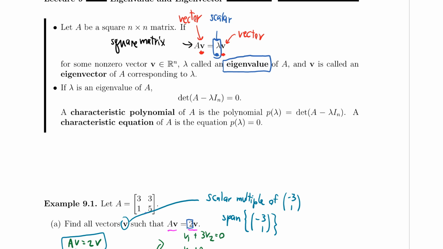The way we pronounce EI is kind of like the way we pronounce the word Einstein. And then the vector V that we see here, this is going to be called the eigenvector of the matrix A corresponding to the lambda. So any vector V that we see down here, any scalar multiple of -3 and 1, is going to be called the eigenvector corresponding to the value 2.